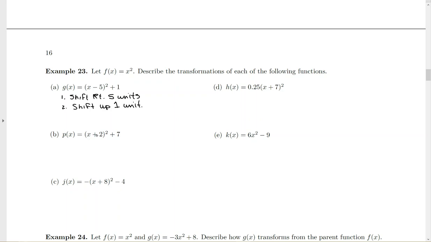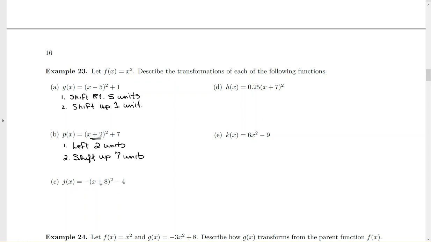For part B, look inside the function first. A +2 means we're going to go left 2 units. Nothing is being multiplied to the parent function, so we go right to the +7, which is shift up 7 units. And again, something that you can check.